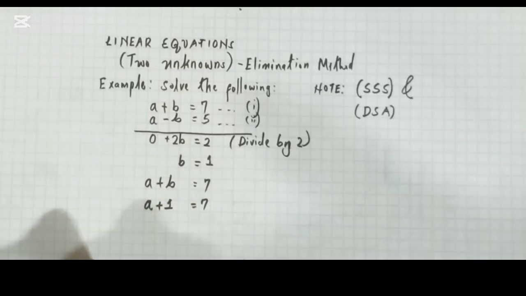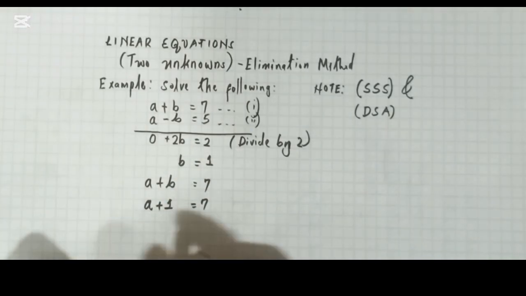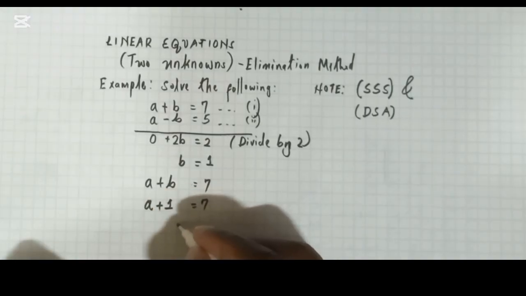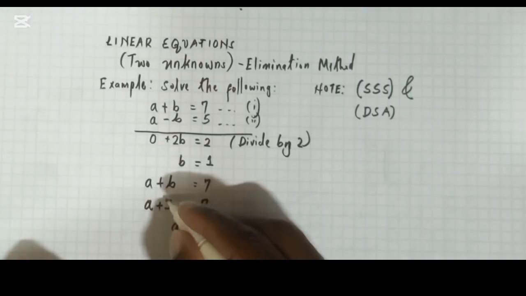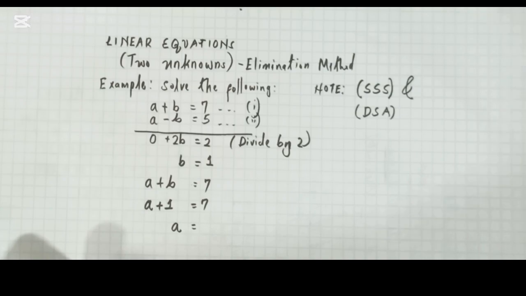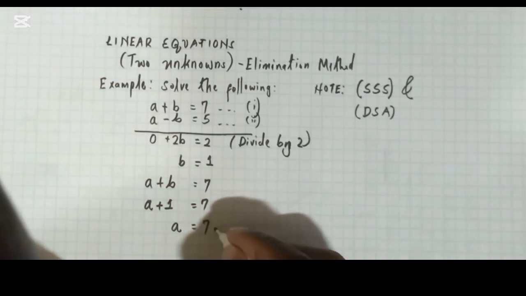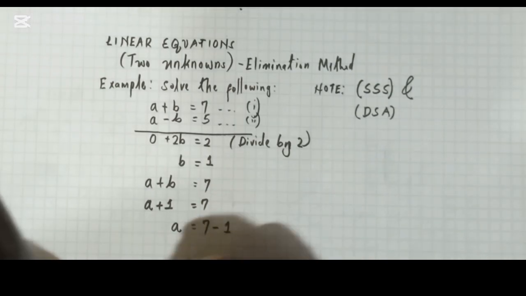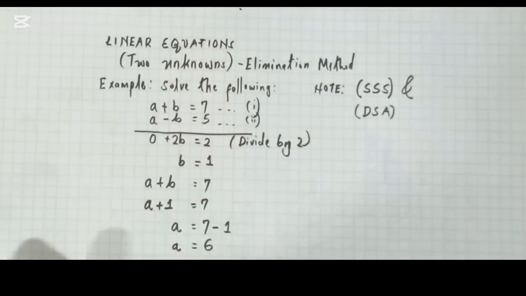Having the variables on one side of the equation and the numbers on the other side, we have a being equal to 7 minus 1, with the 1 taken to the right hand side of the equation. And so a will be equal to 6.